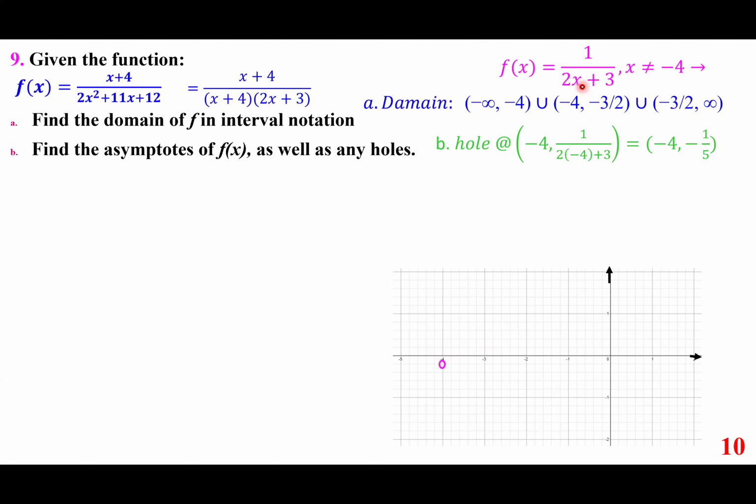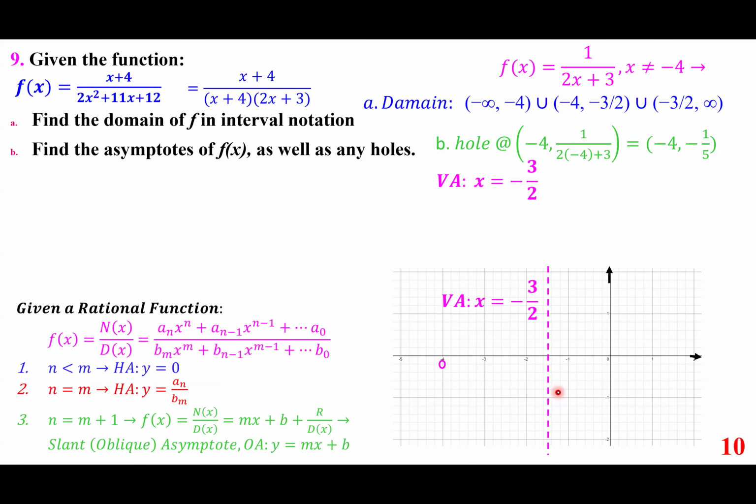Now this one, the simplified version, if you set the denominator equal to 0, becomes a vertical asymptote. So when you set this one equal to 0, x becomes negative 3 halves. That's VA, short for vertical asymptote. So vertical asymptote, set the denominator equal to 0. What about horizontal asymptote? So this is vertical asymptote, x equals negative 3 halves. It's a vertical line. What about horizontal asymptotes?